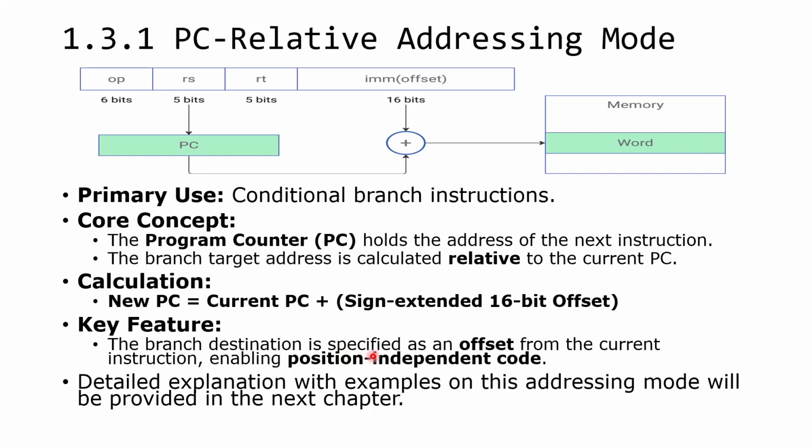The branch destination is specified as an offset from the current instruction, enabling position-independent code. Thus, the name is relative addressing because it depends on the current PC content.